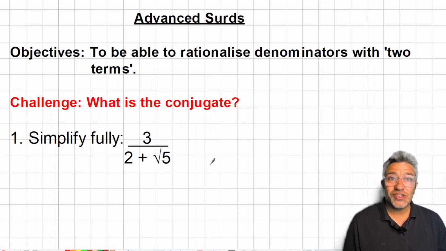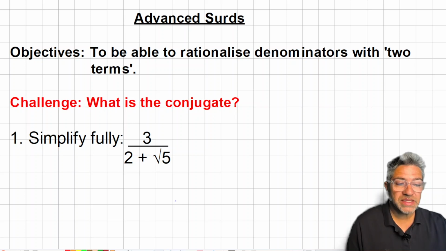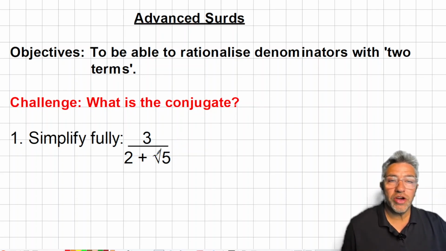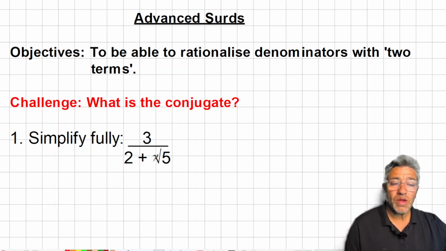So please continue to watch if you are somebody looking to achieve one of the highest grades possible in GCSE Maths. Now, in question 1, we are being asked to simplify fully the fraction 3 all over 2 plus root 5. Now, straight away, hopefully you can see we have a surd in the denominator. We have the square root of 5.